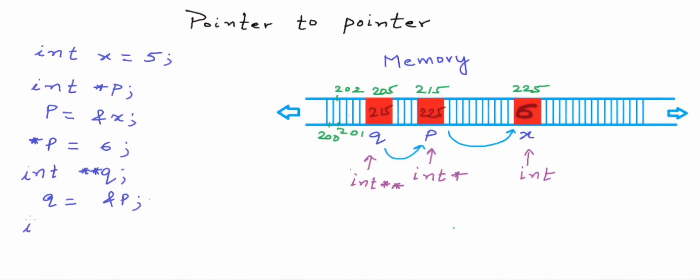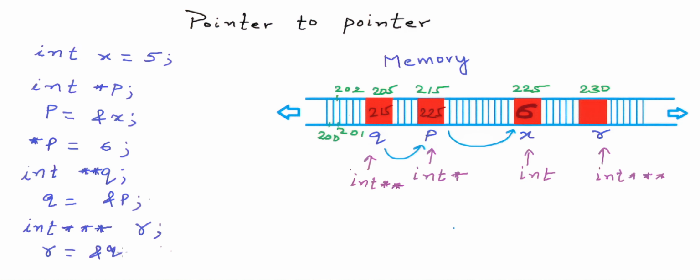Let's say we want to declare a pointer to pointer to pointer. So int asterisk asterisk is pointer to pointer, and we will put 1 more asterisk. We can put these 3 asterisks immediately after the keyword int, or immediately before the variable name, like we have done in the case of q here. Let's say we define r as int star star star, and r gets the address 230 in memory. Now r is of type int asterisk asterisk asterisk, so it can store the address of an int asterisk asterisk. So it cannot store the address of x or p. Only a statement like r equal to ampersand q will be valid.